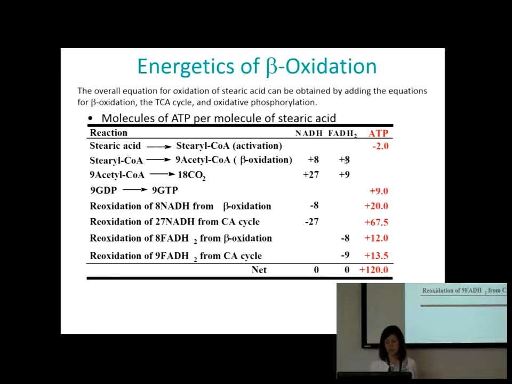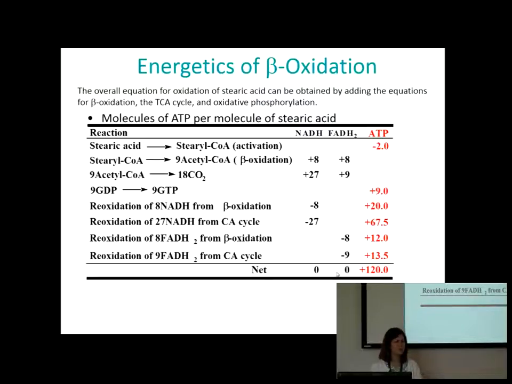FAD doesn't give us as much. It's only 1.5, so let's turn in this 8. We get the 12, the 9, we get 13. So we net for our 18 carbon fatty acid, we net 120 ATPs. That's a lot.